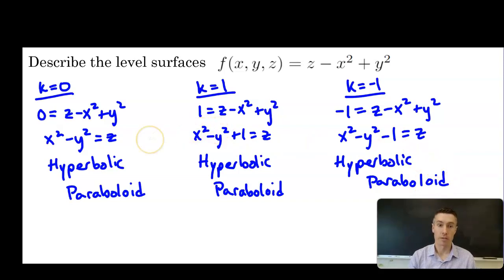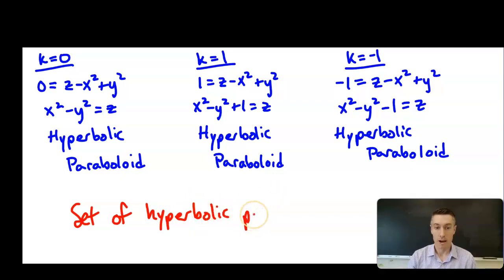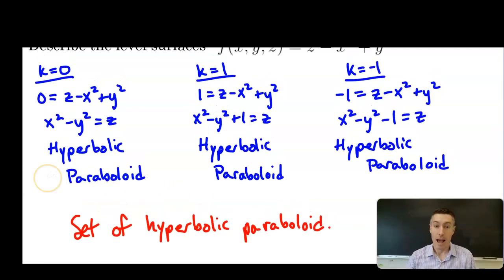So describing level surfaces, it would be a set of hyperbolic paraboloids. If you weren't tired of writing hyperbolic paraboloid yet, just one more time, and that would be the best description of the level surfaces. Now, how they translate into 4 dimensions, that's a little bit challenging for us because we don't have a geometric context of what 4 dimensions look like.